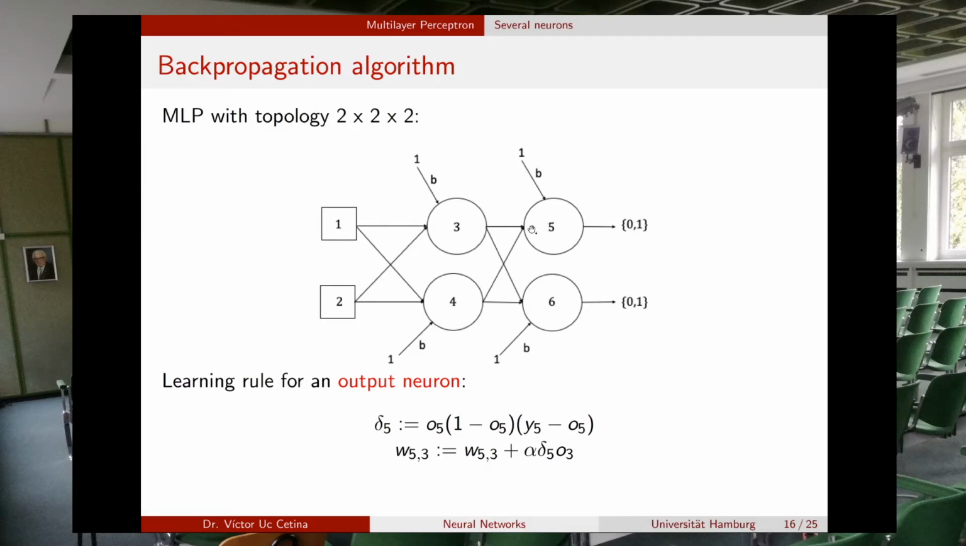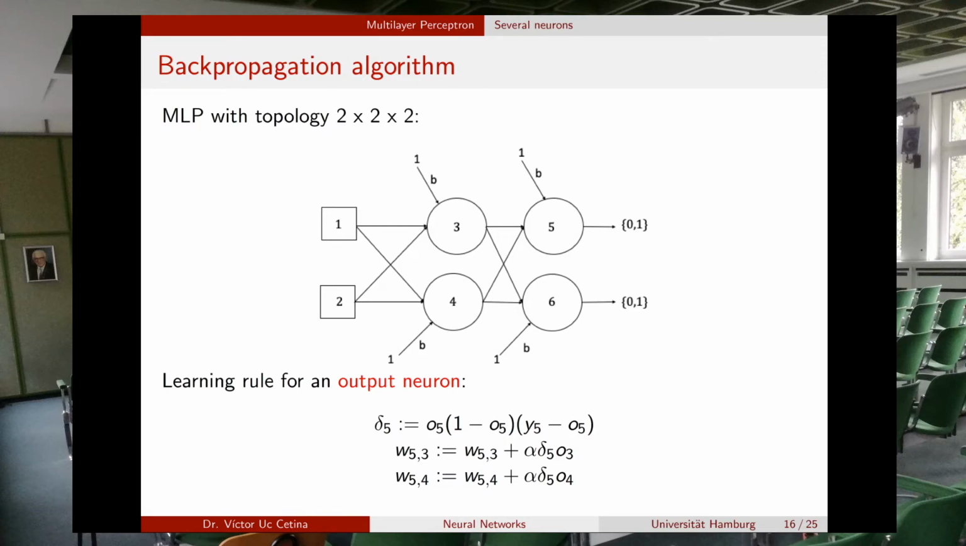In the same way, we can compute W5,4, which is this rule: the same value plus some alpha of delta 5 times the output of neuron 4. These rules will be the same for neuron 6, and if you had more neurons here, you would apply the same rules. You just need to see carefully where the connections are coming from.